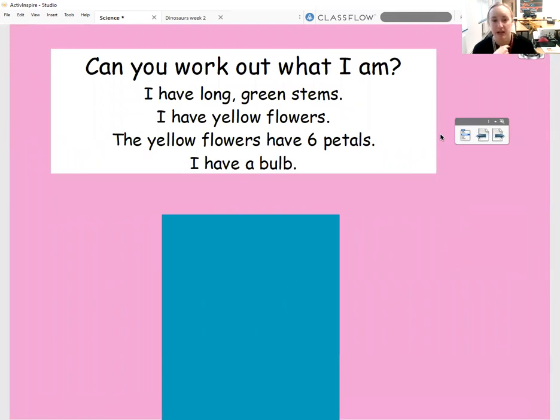So this first plant has long green stems, yellow flowers, and the yellow flowers have 6 petals, and it also has a bulb. So have a little think again, I'll say that again. This plant has long green stems with yellow flowers. The yellow flowers have 6 petals, and then there is also a bulb. Have a think. Which plant is that? Have a think, and then we will check it.